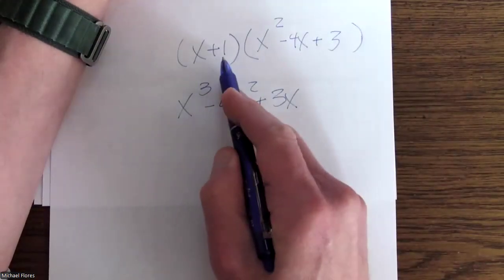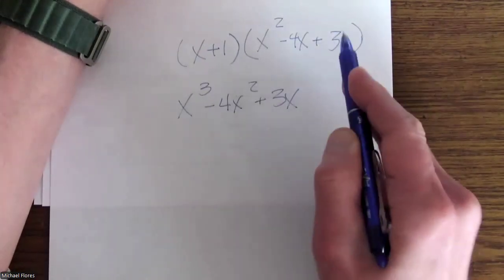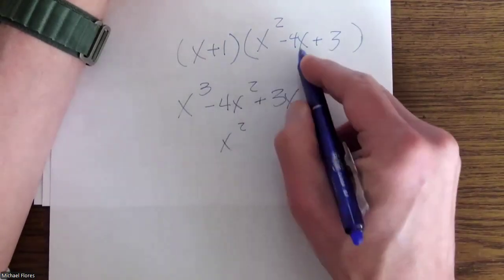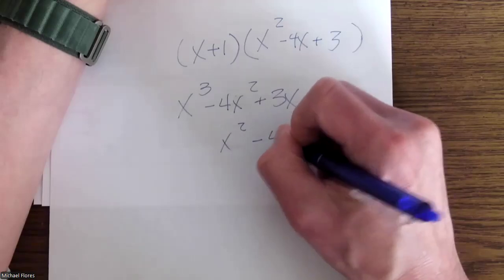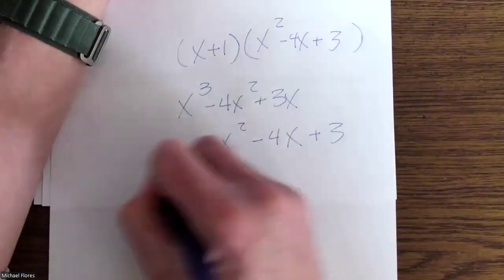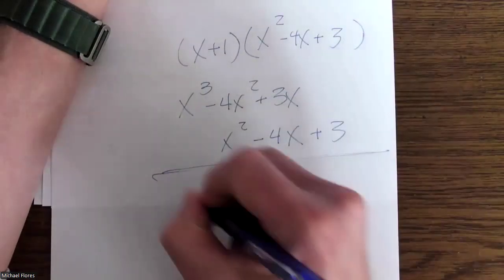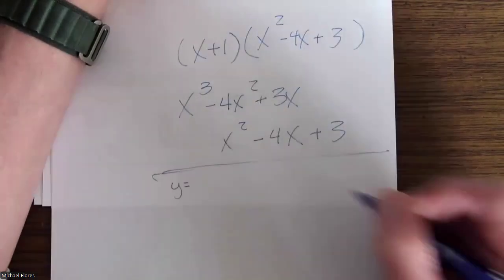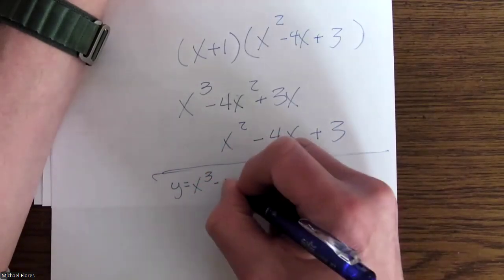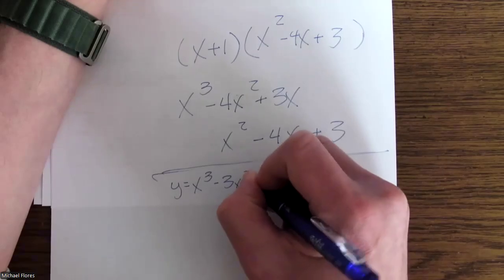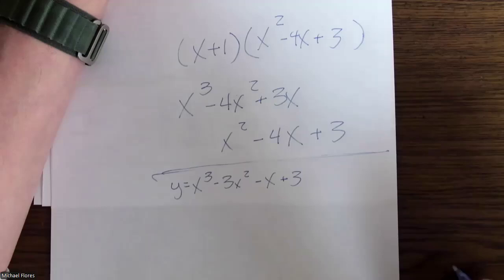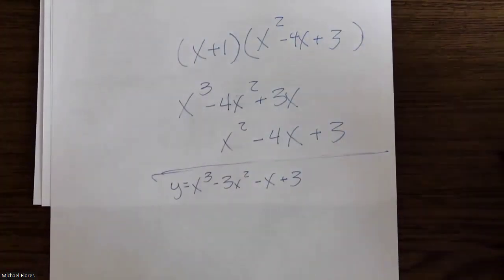Now I'm going to take the 1 and multiply it there, there, and there. 1 times x squared is x squared. 1 times -4x is -4x. And 1 times 3 is 3. And now if we combine our like terms, we have our final answer in standard form. There it is. Good luck, everybody.